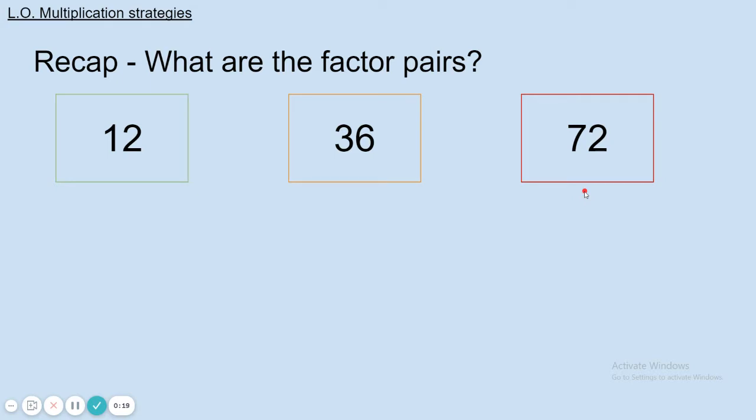What are the factor pairs for these numbers? If you did yesterday's lesson, what are the factor pairs for these numbers? Now you might want to stop the video, slide, and have a little guess. Boom, there you go, 12. Remember, we had always one times something, 12, two lots of 6, three lots of 4.